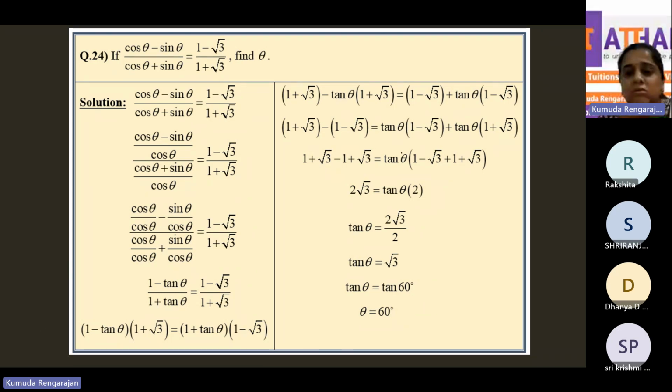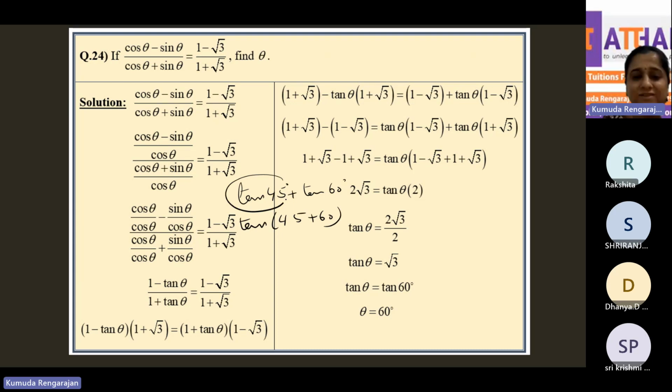Now I have taken tan theta common here. See, supposing you have tan 45 degrees plus tan 60 degrees, then you cannot take tan common and write 45 plus 60, because tan 45 is one thing. It's not separable. They're stuck to one another. You cannot take out 45 from that. Here also tan 60 is one thing. Tan 60 is not tan into 60.